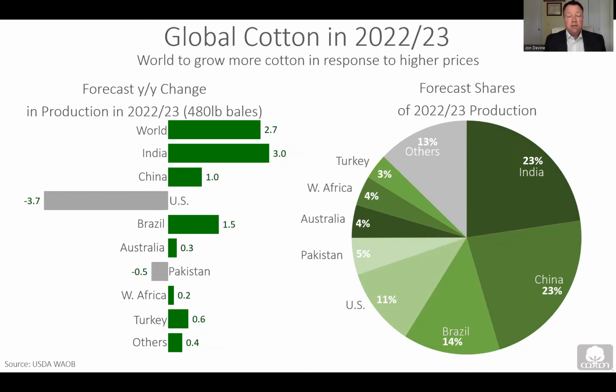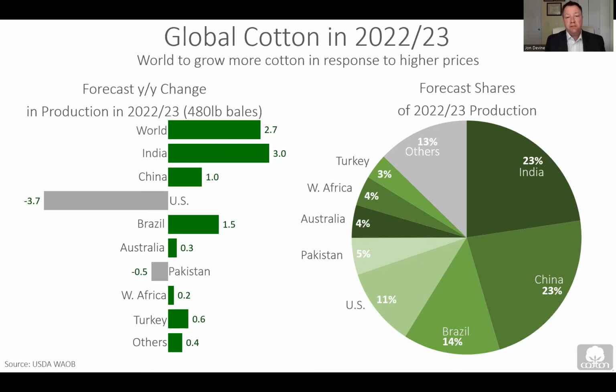Here we take a look at the supply side. Globally, the USDA is predicting the world to grow about 3 million more bales year over year. The biggest addition at the country level is expected to come from India. There are some potential concerns about India related to the weather. Northern India has gotten some of the wetness that they did have in Pakistan, so some potential issues there.